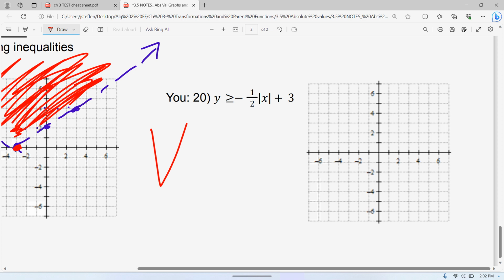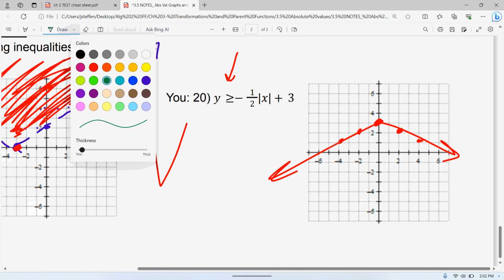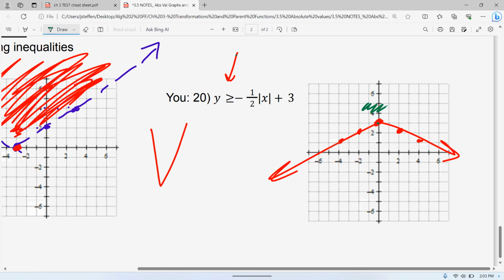I went up 3, then I went down 1 over 2, down 1 over 2, reflected, do the same on the other side. This is a solid line. And this one, y is greater than, again, that one is above. So when we talk about above, you talk about above that vertex, so that's right here. That means everything else in that same area, so everything outside.